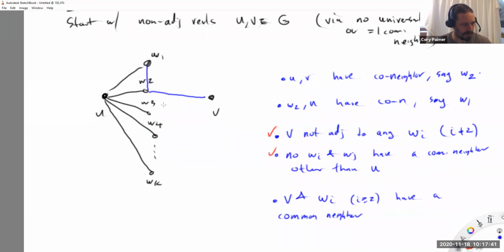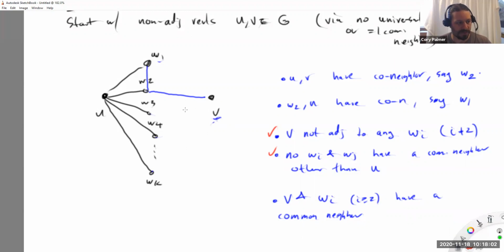So let's see here. Why did I say at least 2 here? V and W1 do have a common neighbor. That's W2, right? That's already drawn in the picture. But then if I look at V and W2, V and W3, V and W4, V and WK, each of those two have a common neighbor.